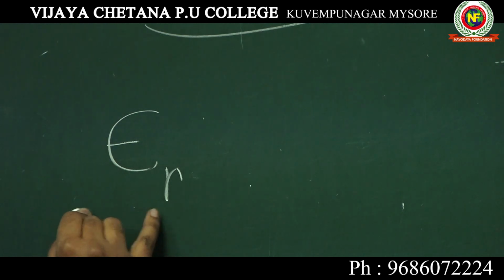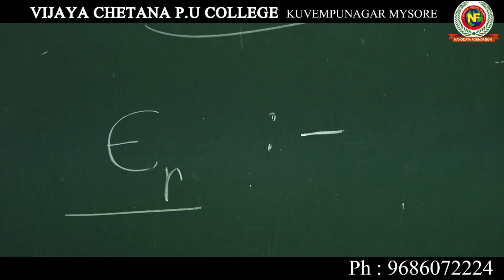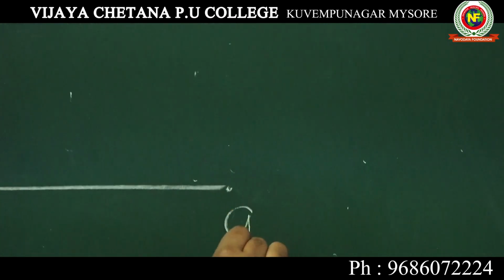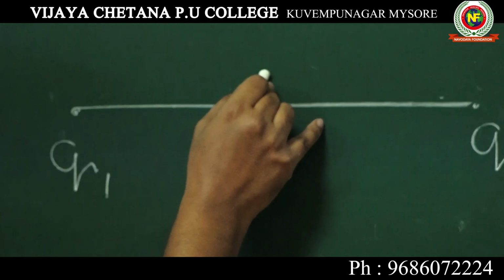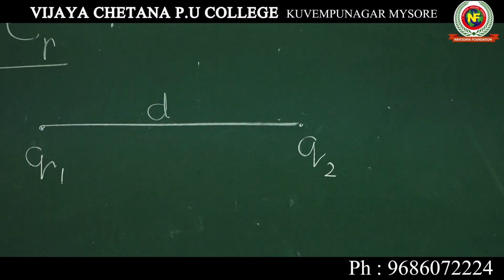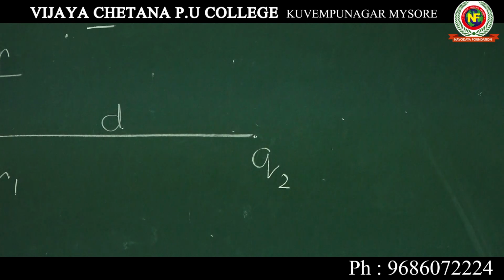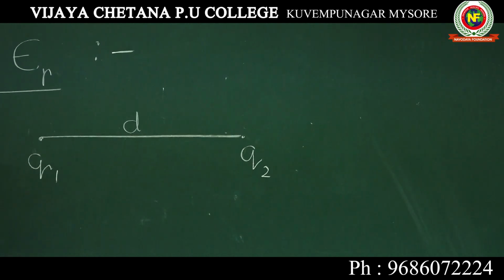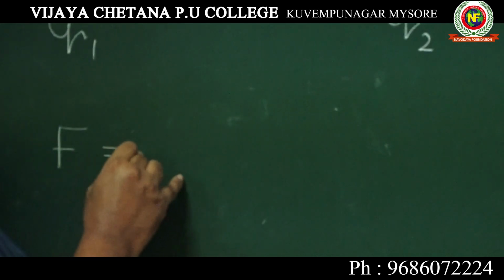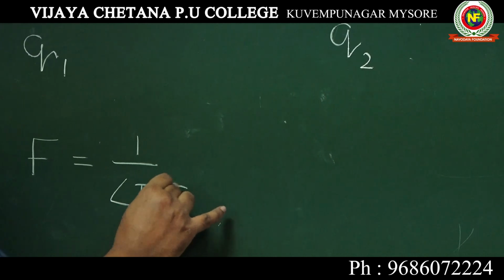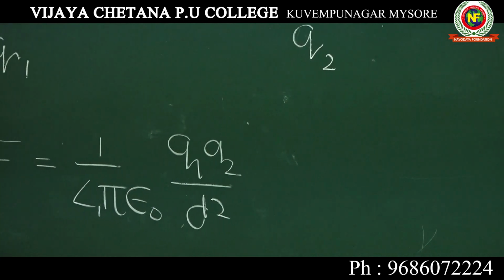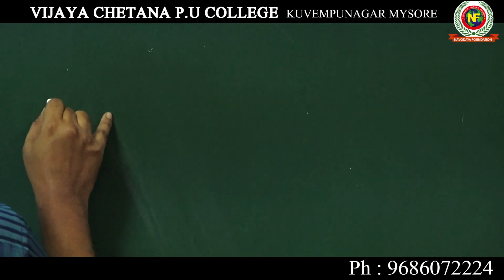Now let me consider two charges, Q1 as one charge and Q2 as another charge. They have been separated by a distance d. Now the force that exists in between them in air or vacuum is 1 by 4 pi epsilon naught Q1 Q2 by d square. Okay. Now I consider the same two charges.